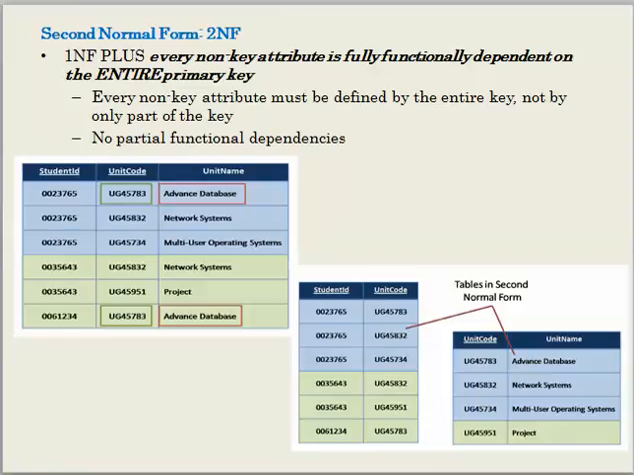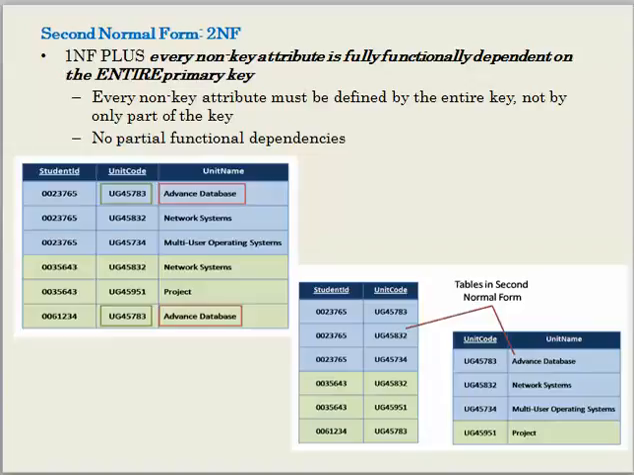Second normal form: first normal form plus every non-key attribute is fully functionally dependent on the entire primary key. Every non-key attribute must be defined by the entire key, not by only part of the key. No partial functional dependencies.